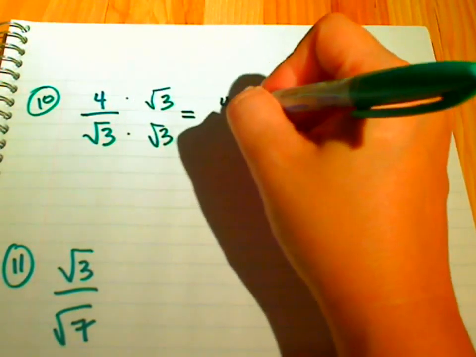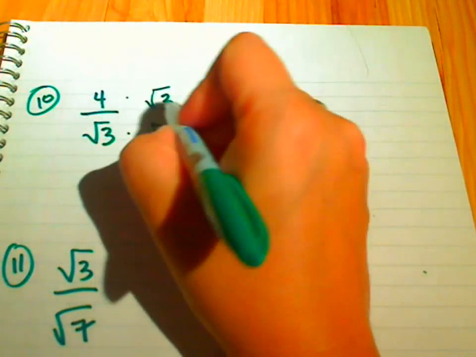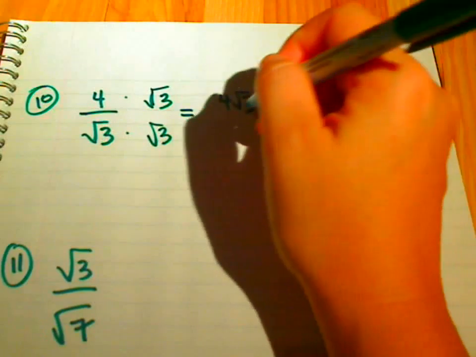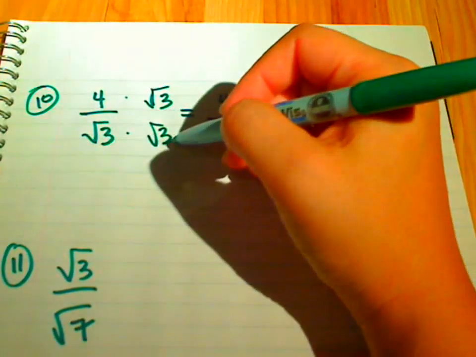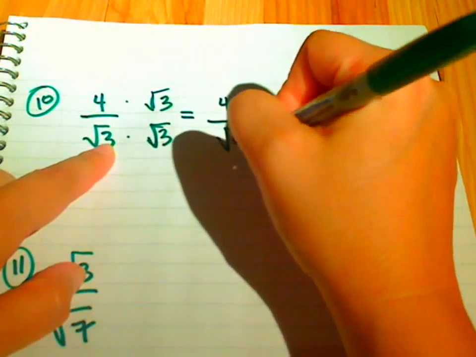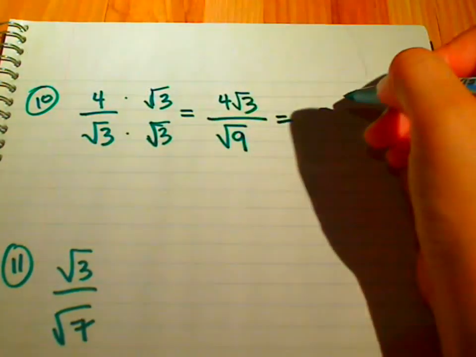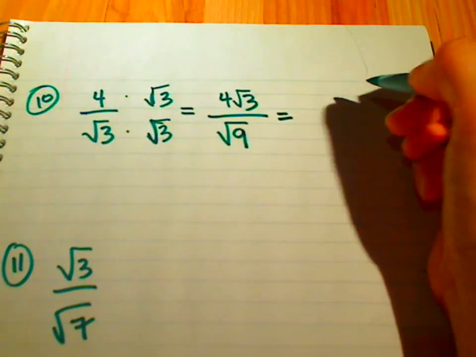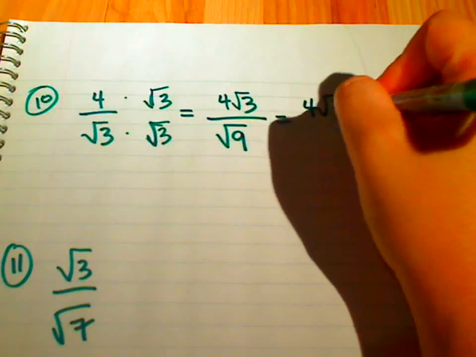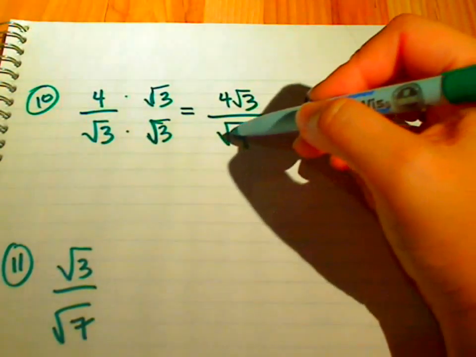So on top I would have 4 root 3. Now I can't multiply these and get 12 because there's not a square root over the 4. I would multiply these two together now because they are both under a square root, so I would have the square root of 9. Now, looking at this real quickly, the square root hasn't gone away here. That just means I need to do one more step.